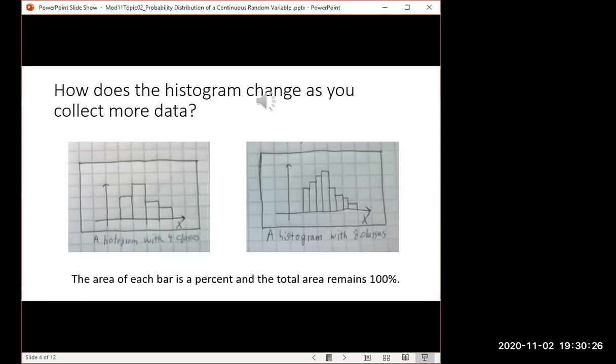The area of each bar is the percent of the individuals who fall in your sample, or the percent of the repetitions of your experiment. So each bar is a percentage, and all the areas of the bars add up to 100%. It's the areas that add up. The area of a bar is the width times the height of the bar. You multiply to get the area of each bar, add those up, and that's what comes out to be 100%.